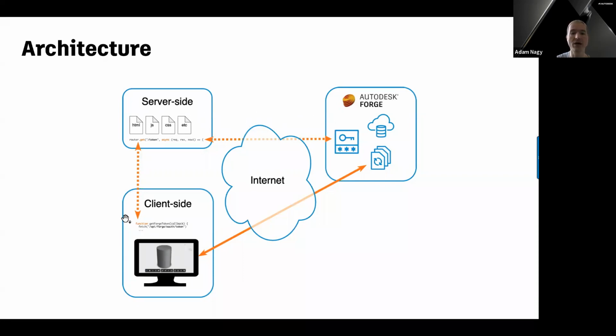But on the client side, we have a single token, which is very limited. Again, this is using a scope called viewables read. So then it will be able to talk directly to the Forge services in order to display a given model. So that's how it's going to be working.